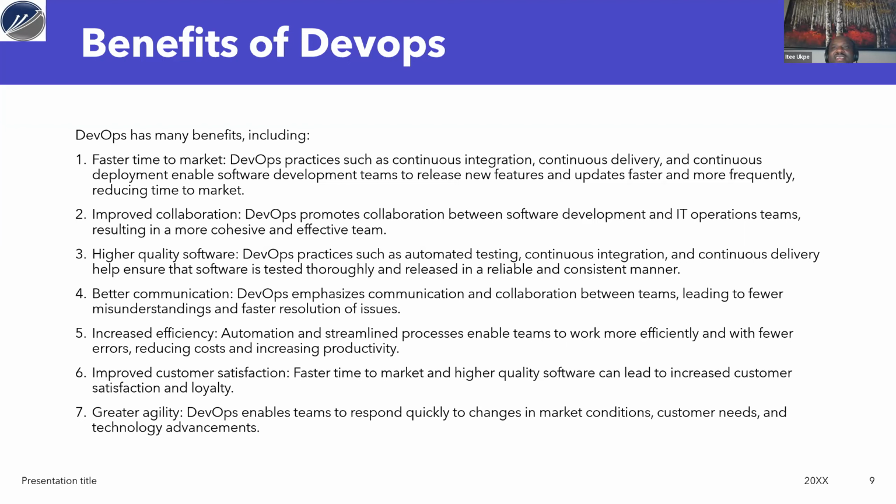Now, with DevOps, fast time to market. DevOps practices such as continuous integration, continuous delivery, and continuous deployment enable software development teams to release new features and updates faster and more frequently, reducing time to market, right? Most all the software are called products, right? So when I refer to a software as a product, I'm actually talking about the actual software and application.